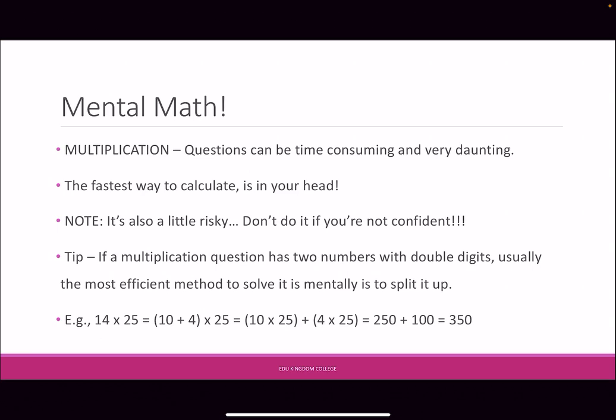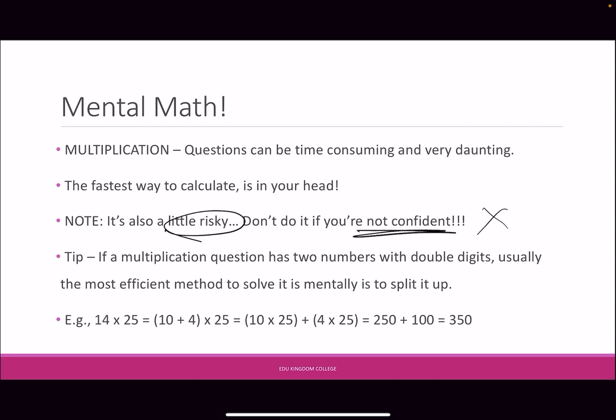Now, mental maths, we went through this before earlier. Basically, it can be very time consuming if you try and do every single question by writing it down. Doing it in your head's a lot faster. You can't use a calculator in the exam, so that is a bit problematic. So the whole point is, if you want to do a question, try and do it in your head, as long as it's not too risky. If it's too risky, don't do it.